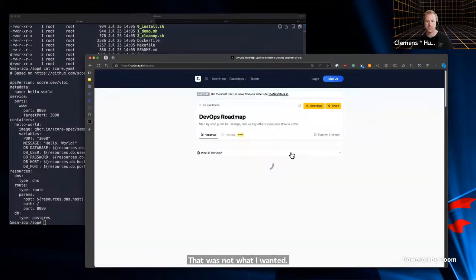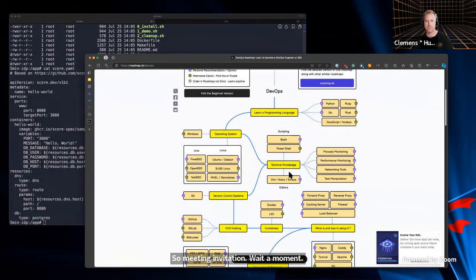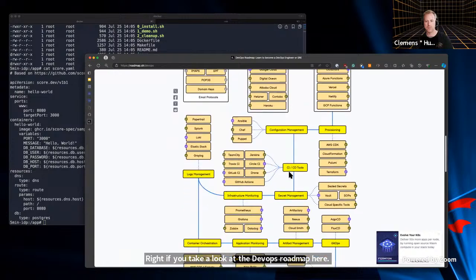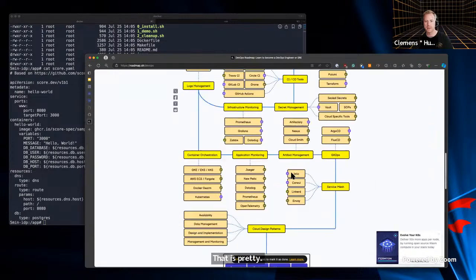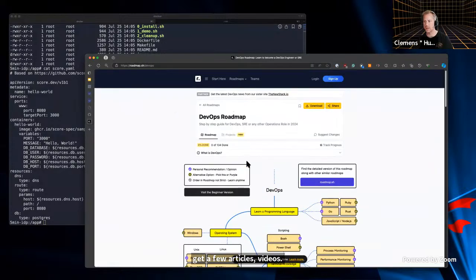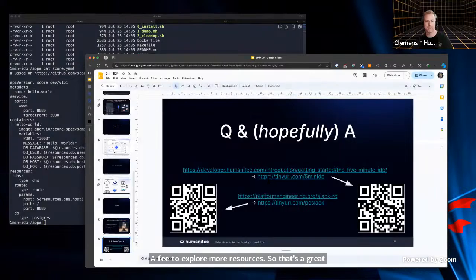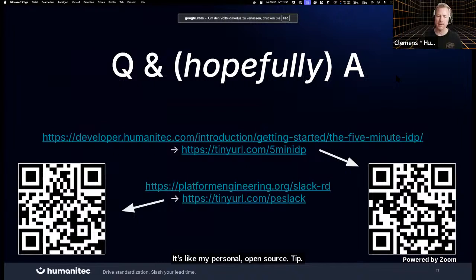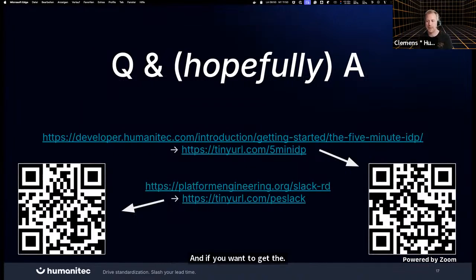Right, if you take a look at the DevOps roadmap here, that is pretty complete. And if you take a look at anything like GitHub Actions, you always get a few articles, videos, a feed to explore more resources. So that's a great roadmap to follow for learning. It's like my personal open source tip. And if you want to get the information fed from the fire hose in a very compact format, then take a look at the Platform Engineering Fundamentals course.